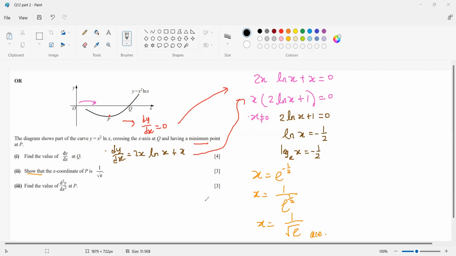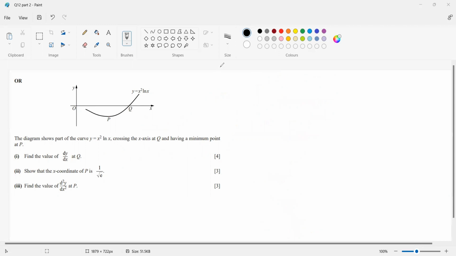Okay, find the d²y/dx² value at this point. So let's clear this first, and we'll use the dy/dx part only: 2x ln x plus x. So again, we need this part, 2x ln x plus x. So we need to do the UV, a bit of a nice trick like that.